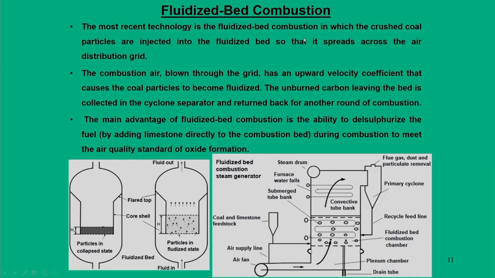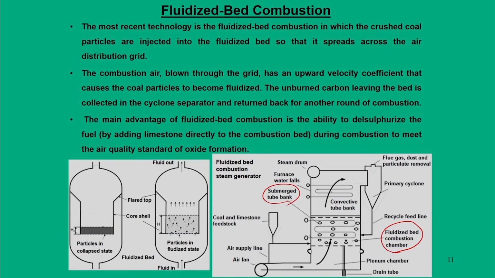So, in this combustion process, the crushed coal particles are injected into the fluidized bed, so that they spread across the distribution grid. If you refer to this particular figure, we have a furnace, and that is called the fluidized bed combustion chamber. In this chamber, we have submerged tube banks that contain the fluid, in this case water, which has to take heat from this combustion process. So, this submerged tube bank is nothing but water tubes.